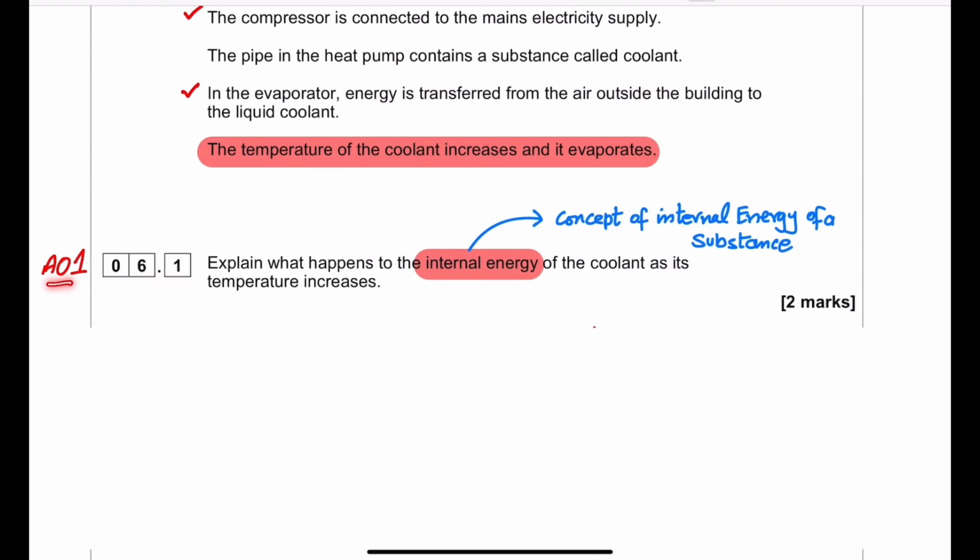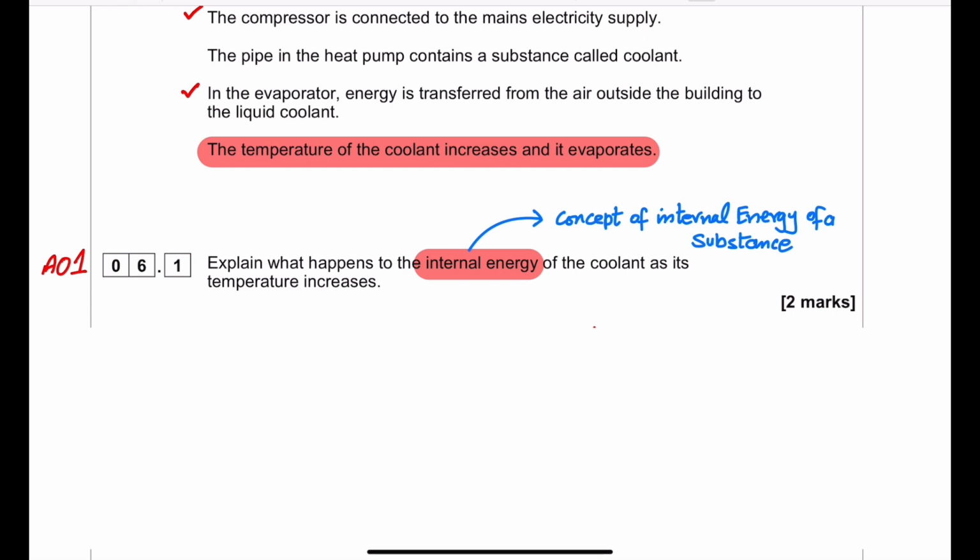6.1 is an AO1 question and this question is from the topic of internal energy. Explain what happens to the internal energy of the coolant as its temperature increases. As the temperature of the coolant increases, it means that the distance between the particles increases. The particles have more kinetic energy and more potential energy. As a result of that, we will say the internal energy of the coolant increases.